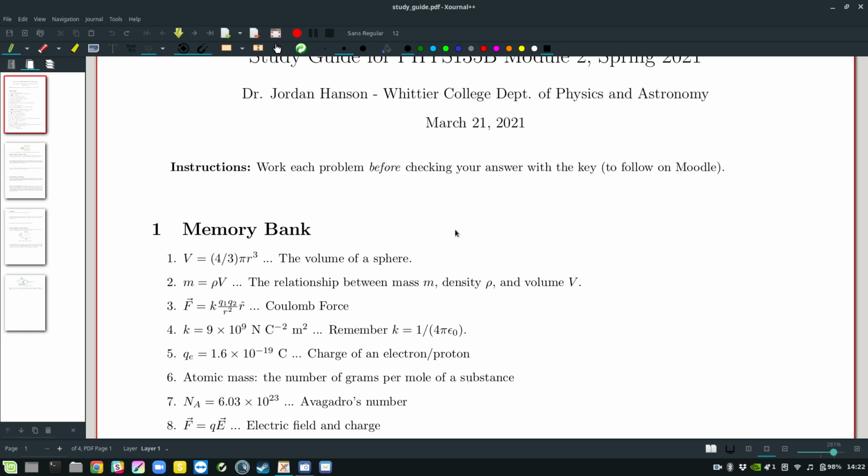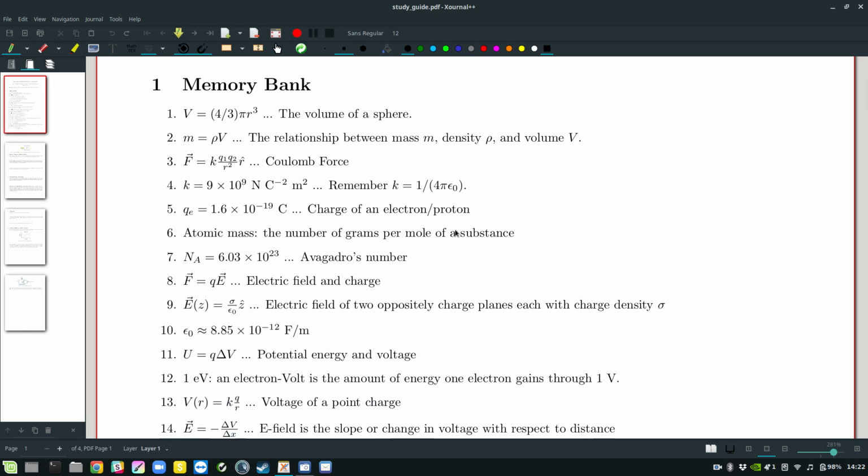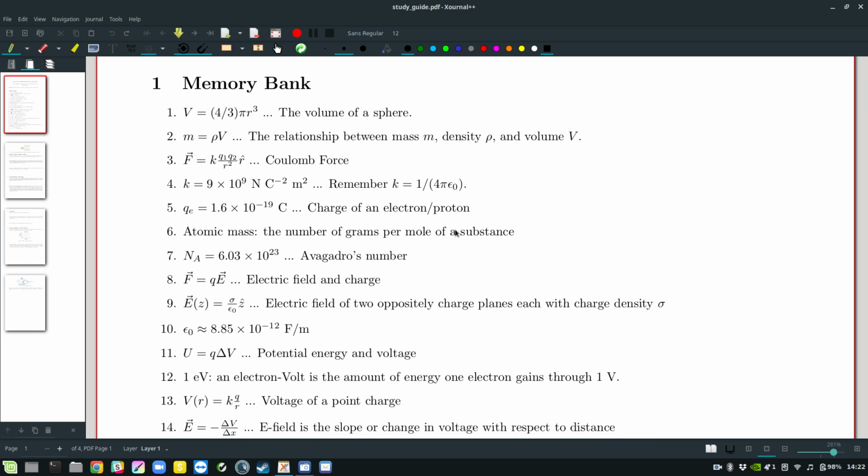So with that being said, let's move forward to the memory bank where we talk about relevant equations that we've covered thus far in the course. This represents the majority of the course. There's a few topics to be introduced after what we've achieved in this list, but this is quite an extensive list.